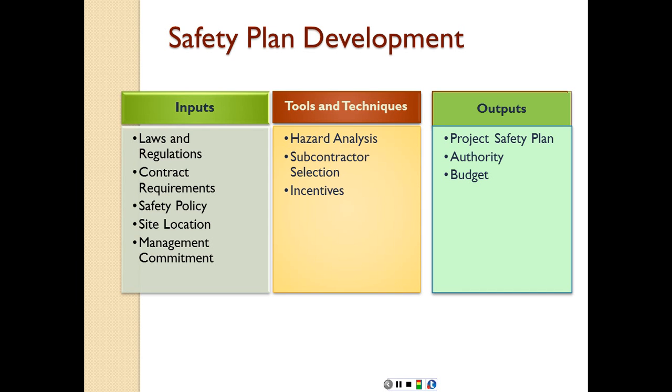The outputs are going to include the project safety plan. This is the deliverable. The authority, who is going to be responsible for maintaining it and applying it and enforcing it, and the budget, how much money is going to be allocated to execute that safety plan.